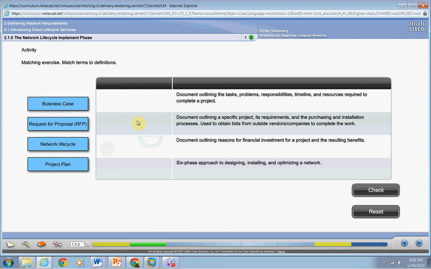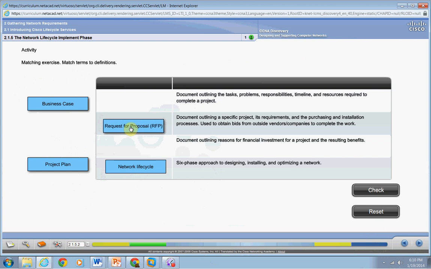we need to match these with these. When I do something like this, I just look at it and go, oh yeah, I know this is this right here because we just talked about that. I think I forgot to mention this: the request for proposal will come up later. It's this right here: a document outlining a specific project, its requirements, and the purchasing and installation process, used to obtain bids from outside vendors, companies to complete the work.